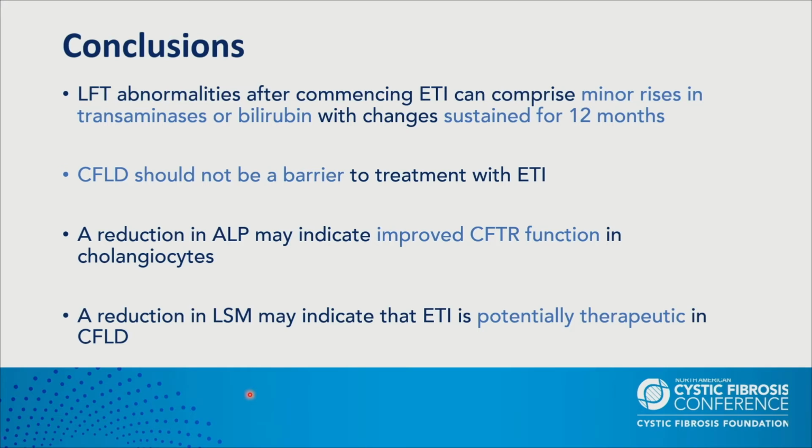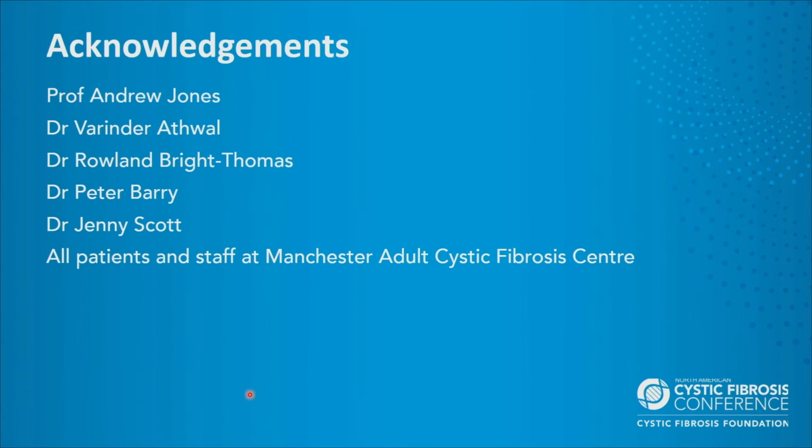A reduction in ALP may actually indicate improved CFTR function in cholangiocytes, although it's difficult to be certain. And a reduction in liver stiffness for some may indicate that ETI is even potentially therapeutic where liver fibrosis is present. Thank you very much.